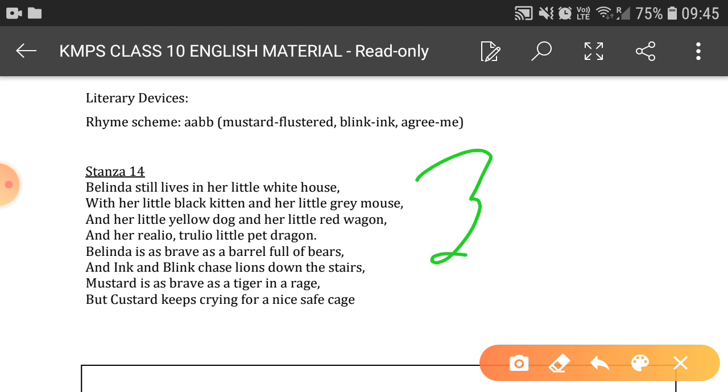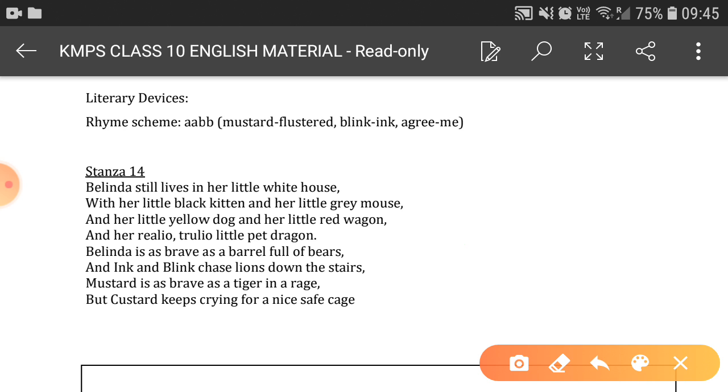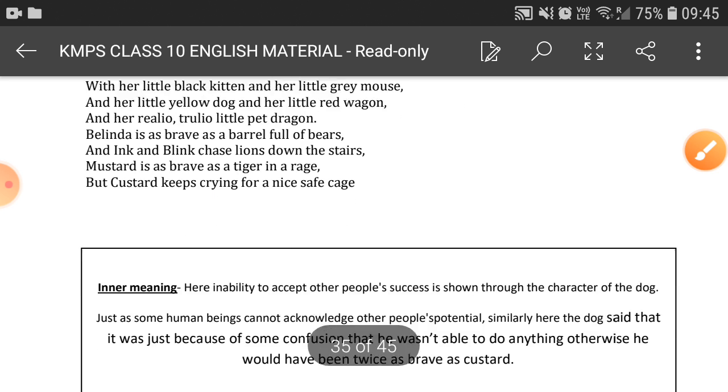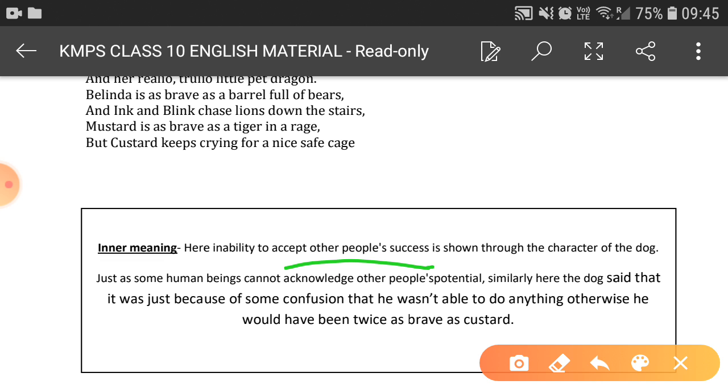Like they told us that we are very brave, we can do better than Custard. So you can see the harm that is created in Custard's character. All these lines of comparison of bravery of Belinda, Ink and Blink are totally false and useless, while the creature who is actually brave is shown again as a weeping creature who keeps crying for a nice safe cage. So this can be the inner meaning over here: whatever today's society shows us, whatever today's jealous people show us, those people who want to be superior, who get satisfaction by making other people feel inferior, the attitude that those people show us. That consists of the inner meaning over here.